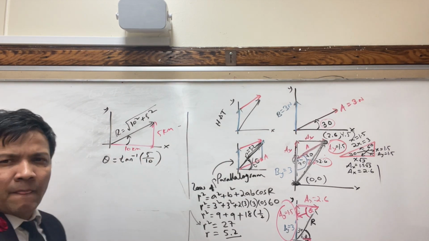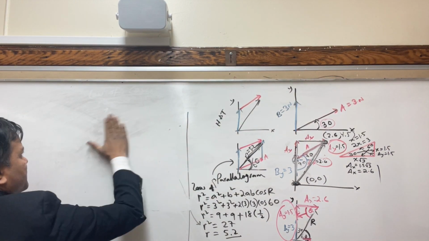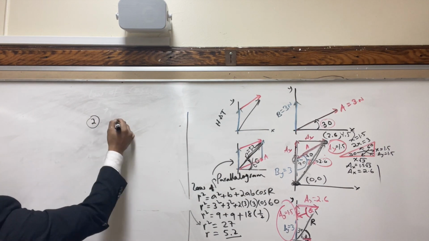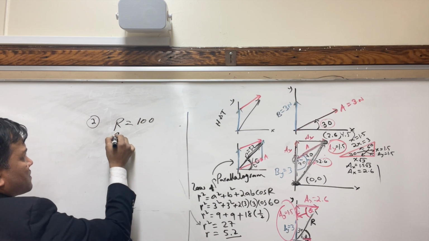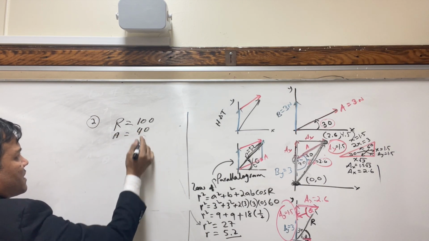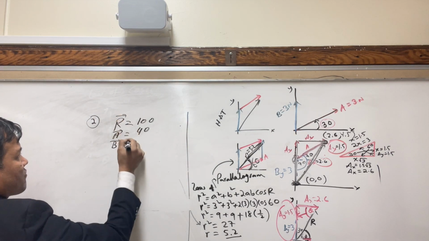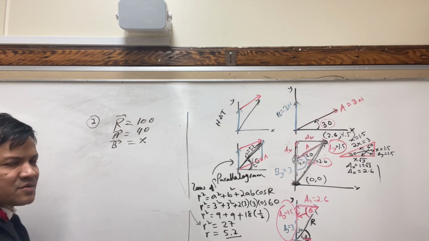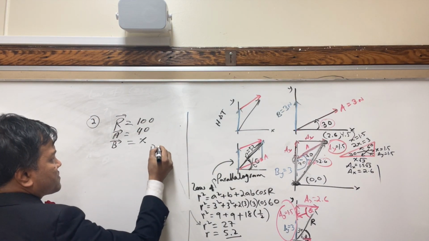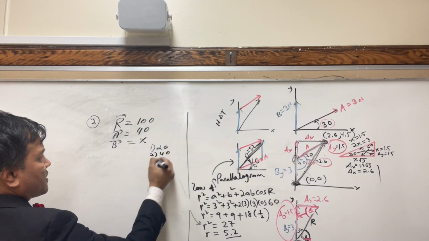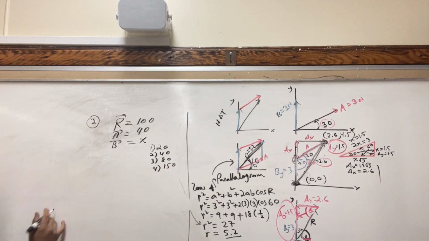That's it. Finally, problem number 2 in the exit slip. I gave you the resultant, 100, and I gave you one of the vectors, 40, and I wanted to find the vector b. Let's say vector b is x, what you are trying to find. I didn't give you any angle. I gave you a few options: 20, 40, 80, and 150.